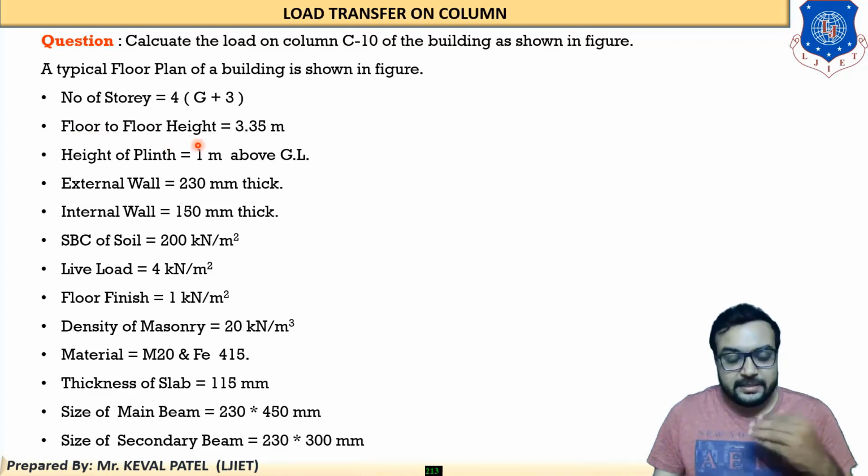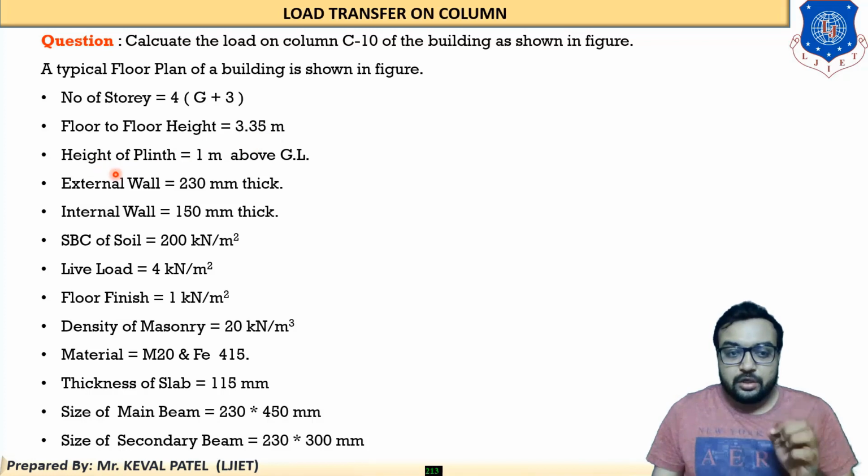Floor to floor height is equal to 3.35 meter. Height of plinth is equal to 1 meter above GL. GL means ground level. External, meaning the peripheral wall of the building, is 230 mm thick. Internal wall is 150 mm thick. Then the SBC of soil. Students, this SBC of soil is used while designing the column.